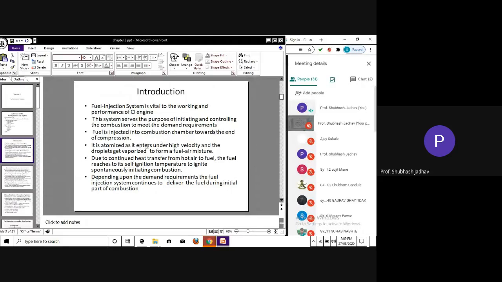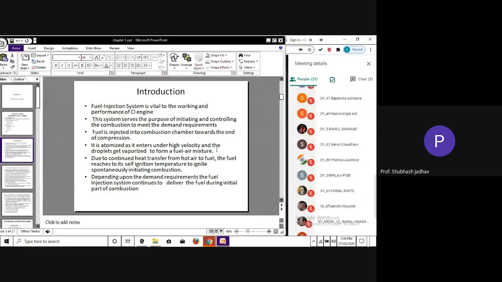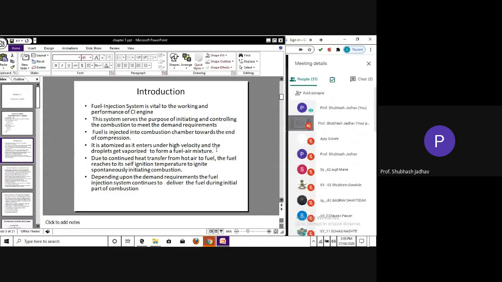It is atomized as it enters at a high velocity. The droplet gets vaporized from a mixture. So all these things have to be taken care of, and this will be discussed again in detail. So it is not that we are introducing the fuel and it will start burning. When the fuel goes in, it has to be in a proper manner.